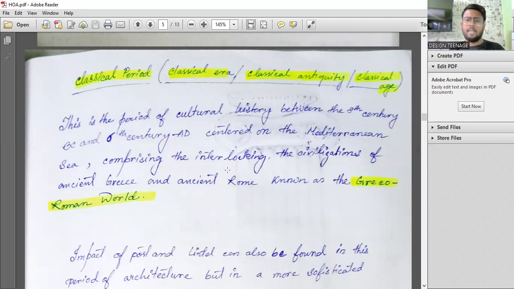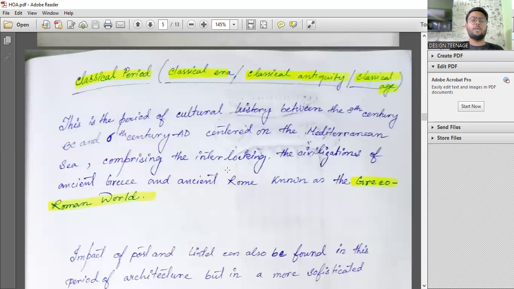Classical period, classical era, classical antiquity, classical age: any of these can be used for the same thing. This is the period of cultural history between the 8th century BC and the 6th century AD, centered on the Mediterranean Sea, comprising the interlocking civilizations of ancient Greece and ancient Rome, known as the Greco-Roman world.